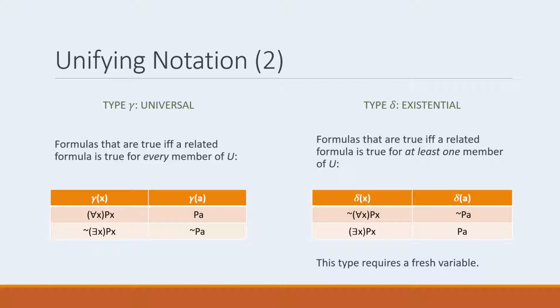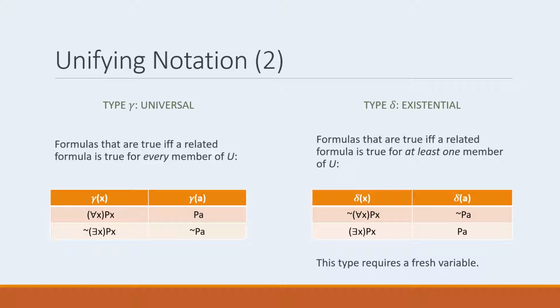There exists an x such that p of x, which is true if and only if p of a is true for at least one a in U. And it's also true of the negation of the universal quantifier. Not for all x p of x is true if and only if not p of a is true for all a in U. And this is the type of statement that requires a fresh variable for exactly the same reasons as we needed freshness in natural deduction.